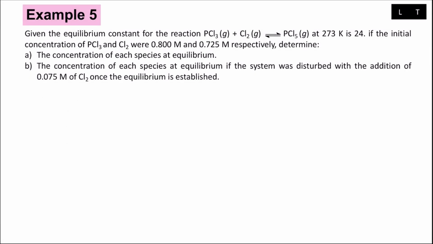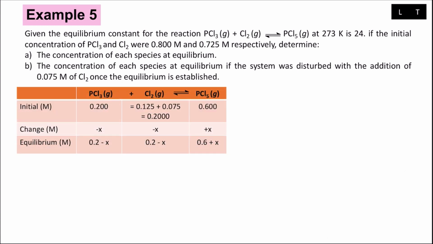Now we go for question B. Question B dekat sini, dia minta awak calculate concentration of each species at equilibrium when the system was disturbed. So maknanya equilibrium kita sudah diganggu with the addition of 0.075 molar of Cl2 once the equilibrium is established. And then, apa yang kita akan buat? Kita akan buat new ICE table, di mana originally at equilibrium saya ada daripada question A adalah 0.125 untuk Cl2. Tapi sekarang, dia tambah lagi banyak ni, 0.075 molar. So, kita dapat initial concentration yang baru.